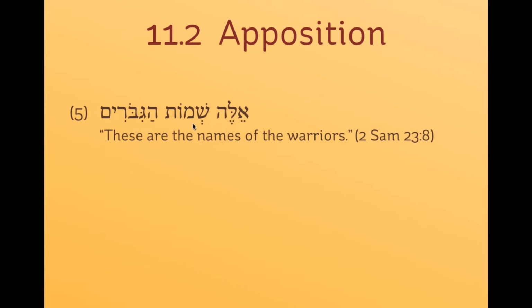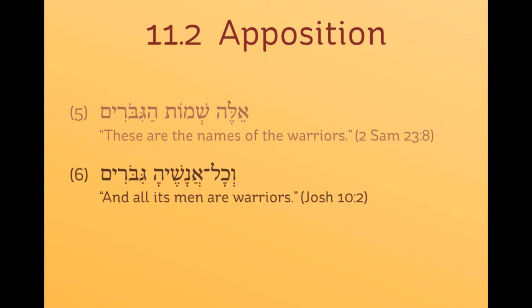So these are the names of the warriors. Now, this whole business about whether or not they're synonyms helps greatly, because number 6 is an example of a verbless clause. Vechol anasheha giborim, where anashim and giborim are synonyms. Gibor is just a specific kind of ish. And all her men are warriors. Her here referring back to Ir.